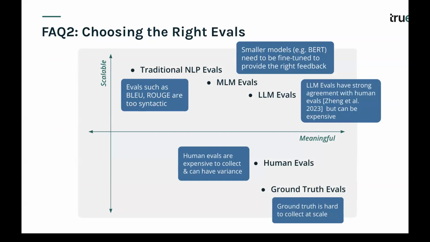For example, we have this diagram over here. On the y-axis is scalability, on the x-axis is meaningfulness. When you're looking at development, you might be looking at human evals and ground truth evals, where you have certain knowledge and can rigorously test certain use cases for the messaging app. But in production, you might want to rely on BLEU or ROUGE for traditional NLP evals. You might want to look at LLM evals, which use smaller or even free models, some of which are available on Hugging Face. And you might even do sampling. You don't need to test all of it, just some of it. These are some of the considerations you might have.